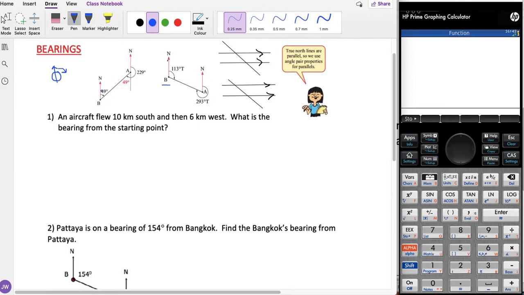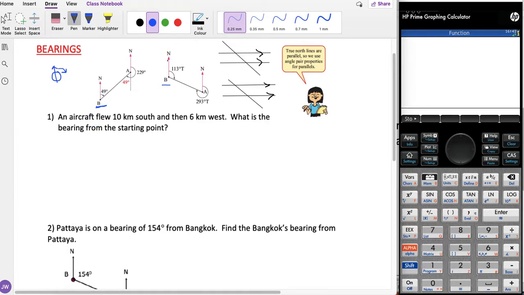Here we would say that the bearing of A from B, so from, draw a north line and then go clockwise, is 49 degrees.